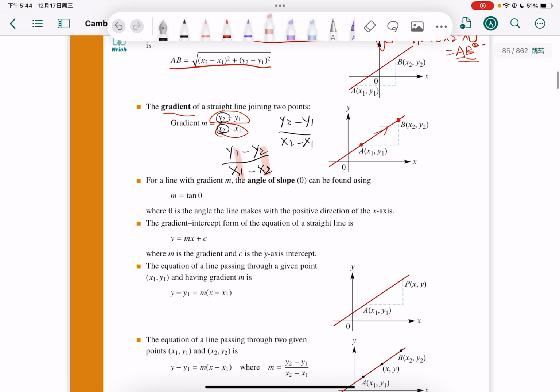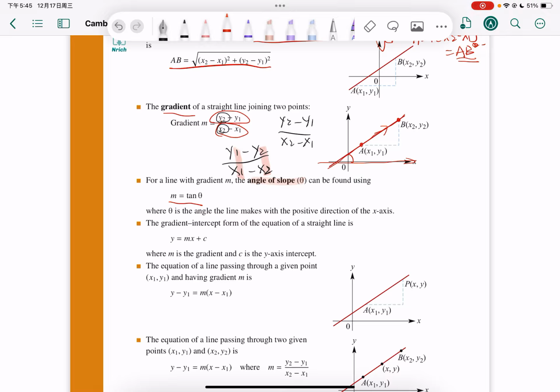So for a line with gradient m, what does it mean by the angle of the slope? For example, this red line: the angle it makes with the x-axis is the angle of the slope. So m is equal to tangent theta.